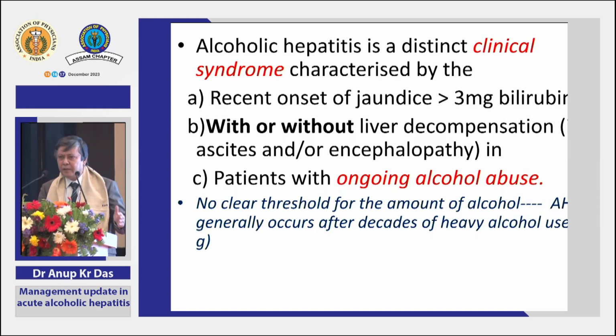There may or may not be any chronic liver disease, but there should be recent onset jaundice, and the patient is taking alcohol, whatever amount, in the last 2 months. And there is no clear threshold of how much alcohol the patient is imbibing, but it occurs after decades.